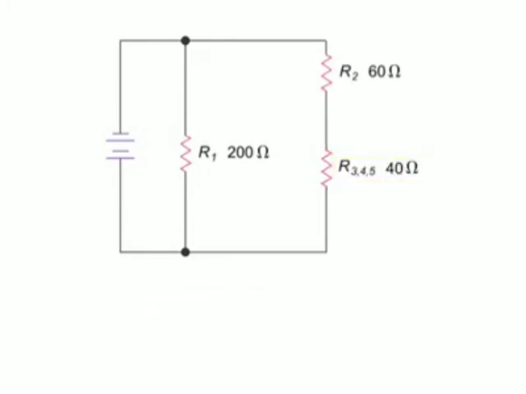Now we have further reduced the circuit to two resistors in series, R2 and the equivalent resistance of the R3, R4, and R5 resistors.